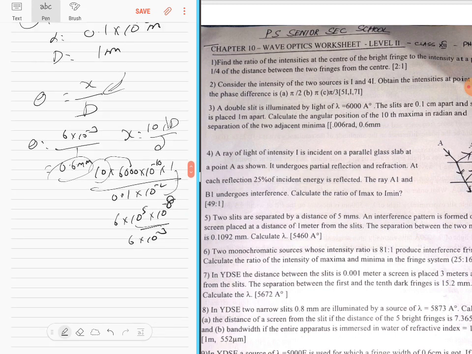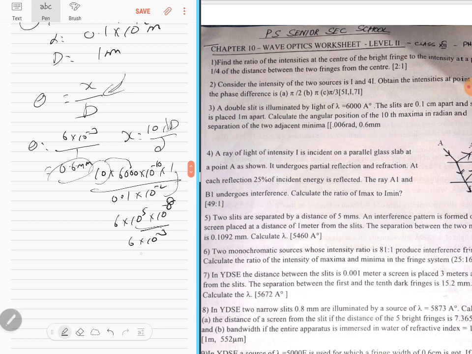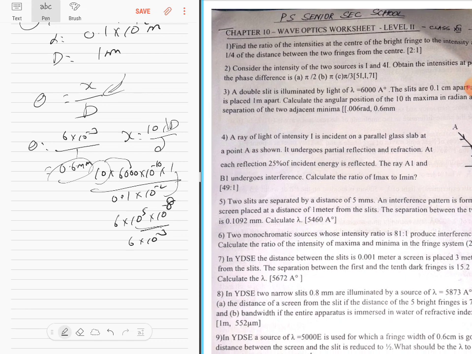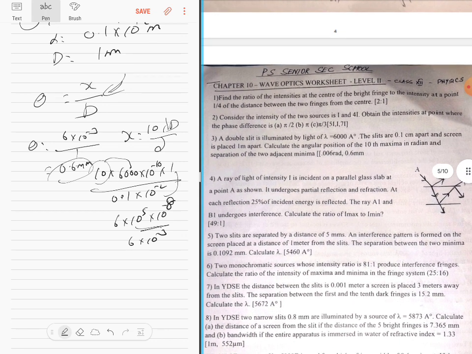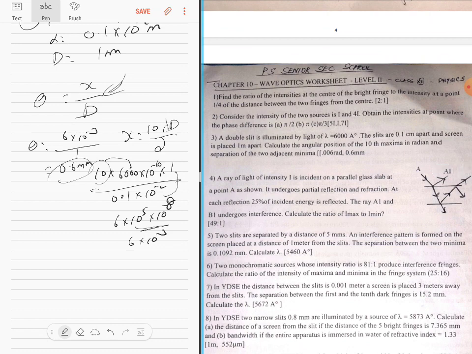So in terms of theta, you got 6 into 10 to the power minus 3, which is 6 millimeter. And what are they asking? Which is also 0.006 radians, is the answer. Okay, fine. But what about the separation between the two adjacent minima? It is nothing but the fringe width. Separation between two adjacent minima is nothing but fringe width.